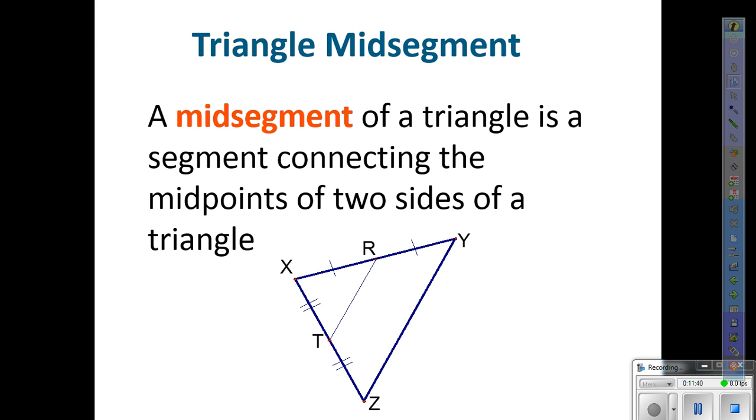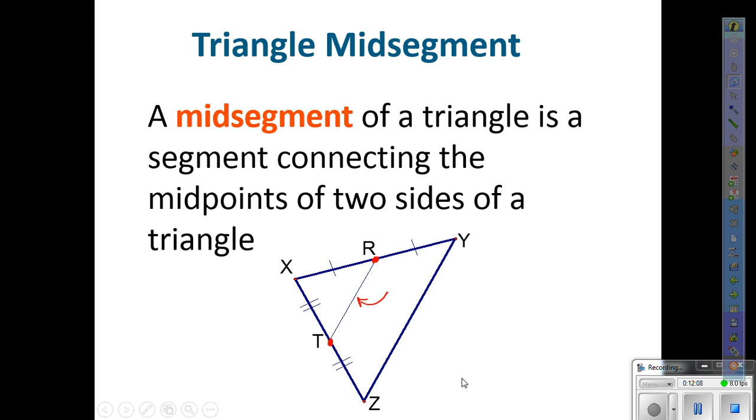We're done with the concurrent ones. We're not talking about concurrent ones anymore, but the mid-segment is a very special triangle segment. A mid-segment of a triangle is a segment connecting two midpoints from two of the sides of the triangle. So this is a midpoint because it cut that side in half, and this is a midpoint because it cut this side in half. And then if I were to connect those two, this would be the mid-segment.